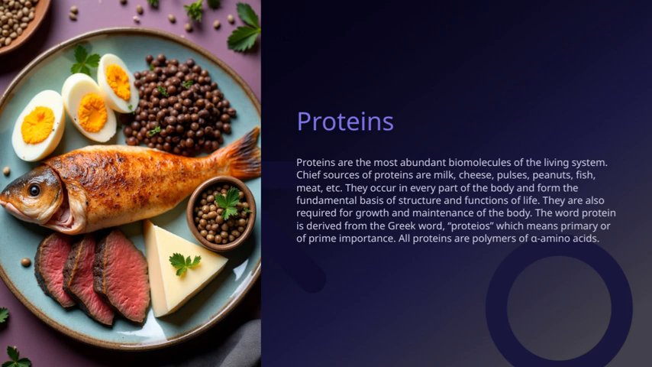The word protein actually comes from the Greek word proteos, meaning primary or of prime importance, which highlights just how vital they are. All proteins are made up of polymers of alpha amino acids, which are their building blocks. This means that proteins are essentially long chains of amino acids linked together in specific sequences, giving them unique structures and functions. Understanding proteins helps us see how our bodies are built and how they operate at a molecular level. They are truly the foundation of life structure and function.